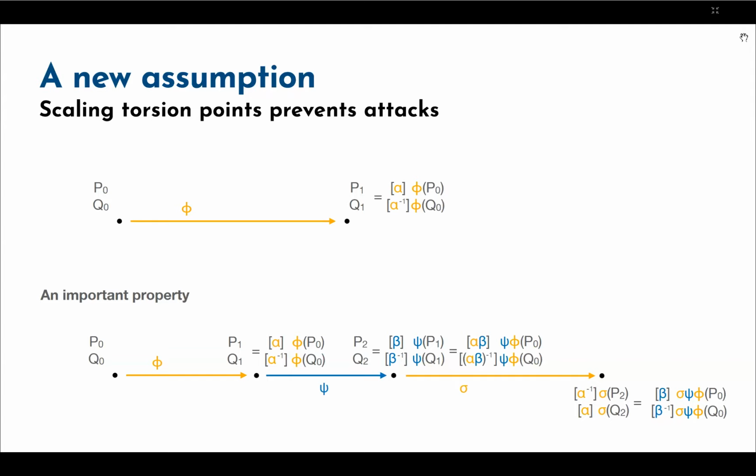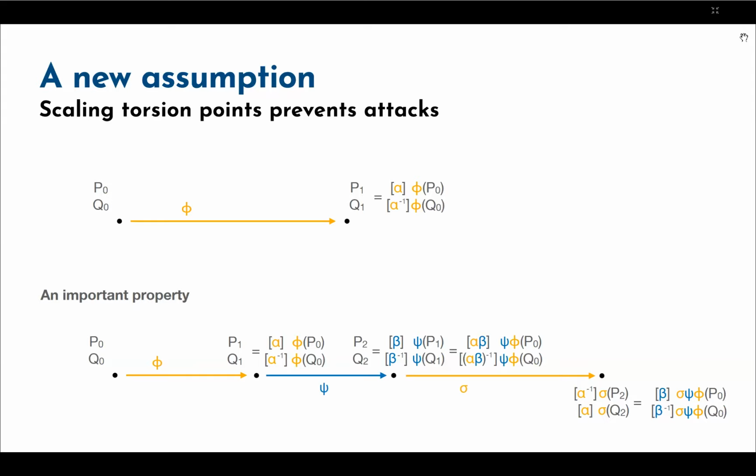And this is what we want, because now this means that after these three steps, a person who knows beta can remove the scaling and obtain the exact images of P0 and Q0 under the composition itself. So then this can be fed into the SIDH attack algorithm to recover the composition of three isogenies, including psi and sigma that the group were originally not known. And this is exactly how the algorithm looks.